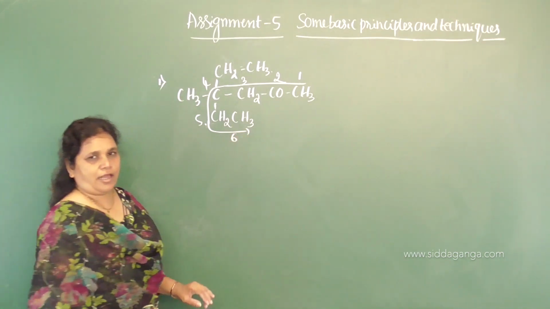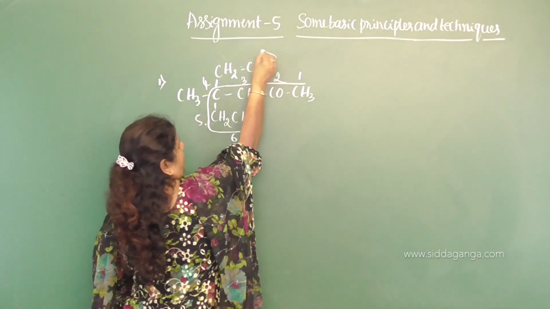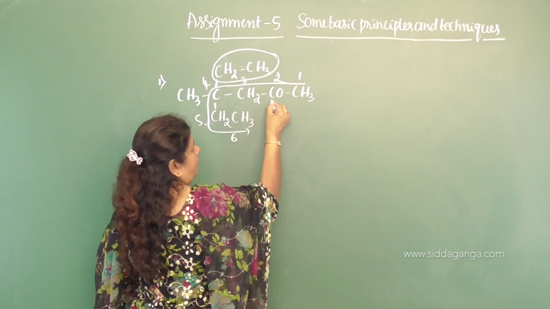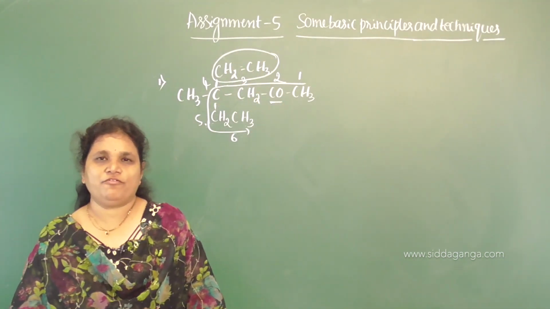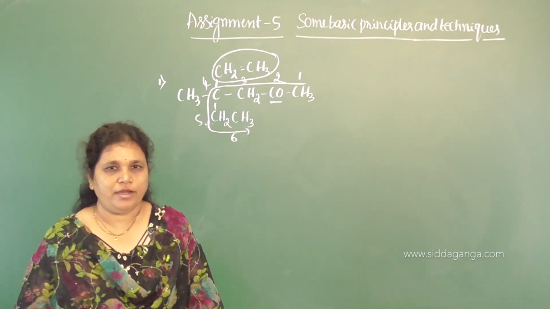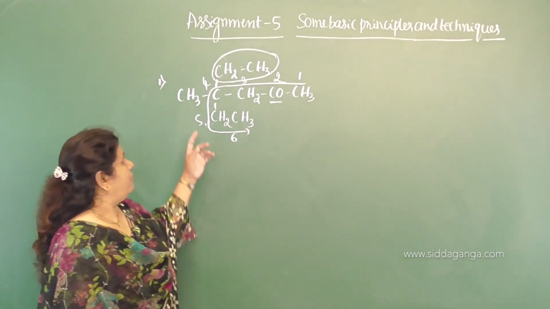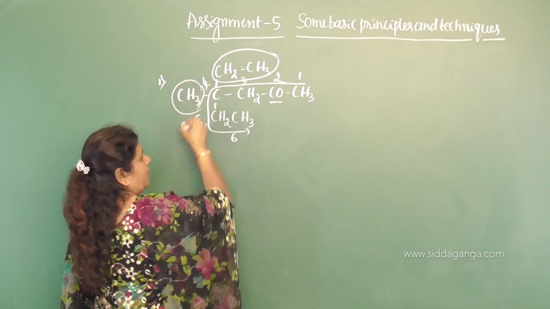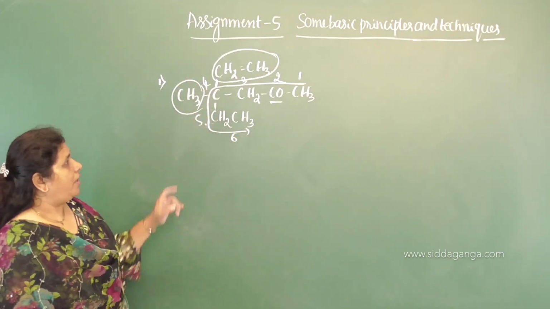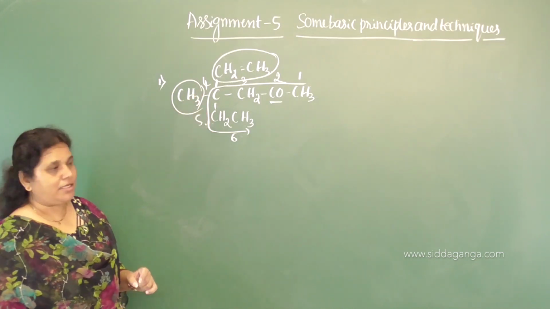This is the 6th carbon, and on the 4th carbon we have an ethyl group and on the second carbon we have the ketone functional group, correct? Now, on the fourth carbon again we have one more methyl group as a substituent group. Now, you need to arrange them in alphabetical order.